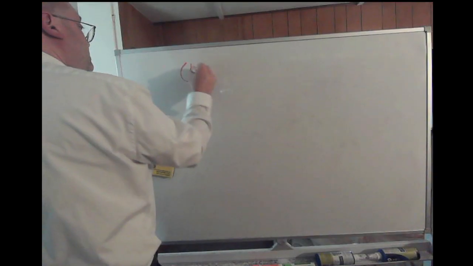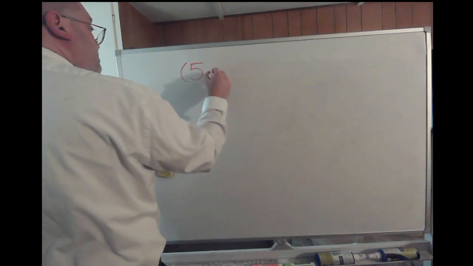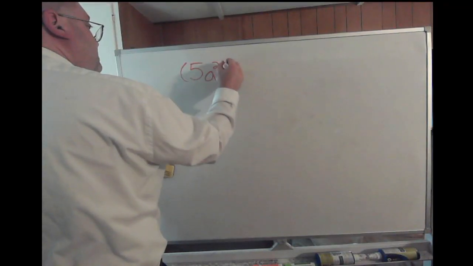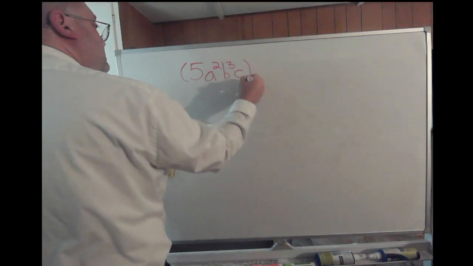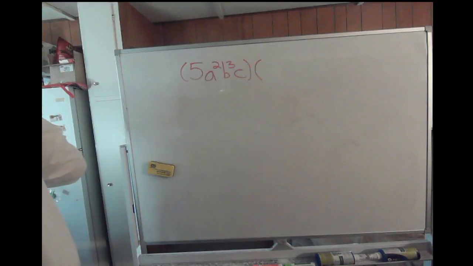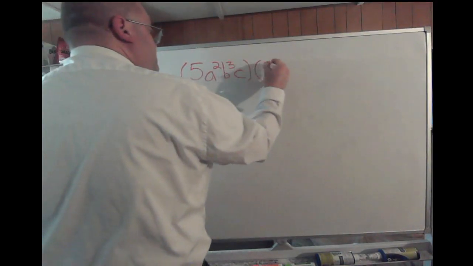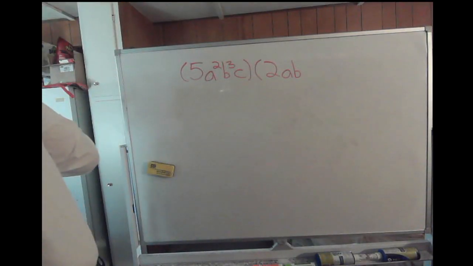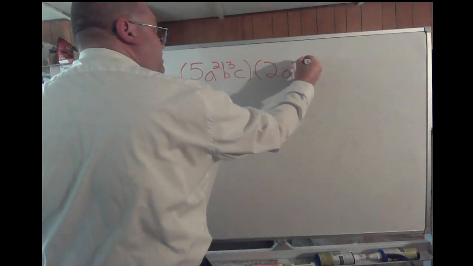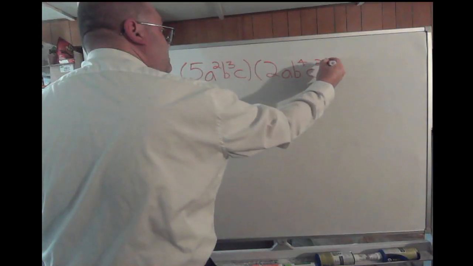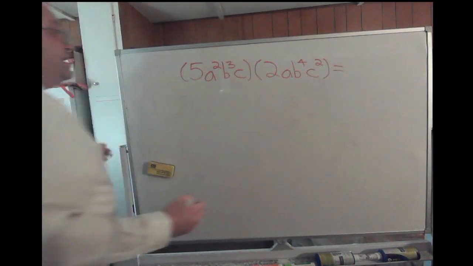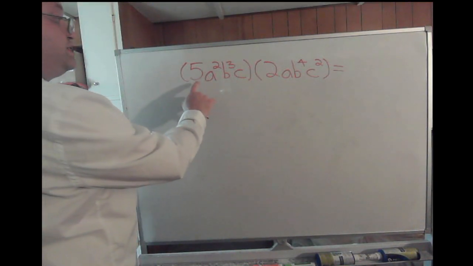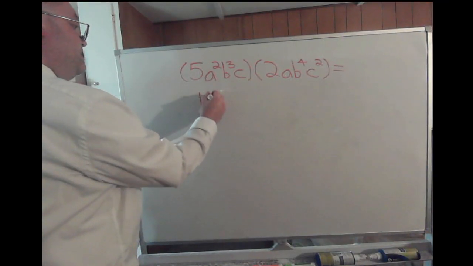Alright, let's say we have 5a squared b cubed c times the quantity of 2a b to the fourth c squared. How would you take care of that? Well, start with your coefficients. 5 times 2, that's going to be 10.